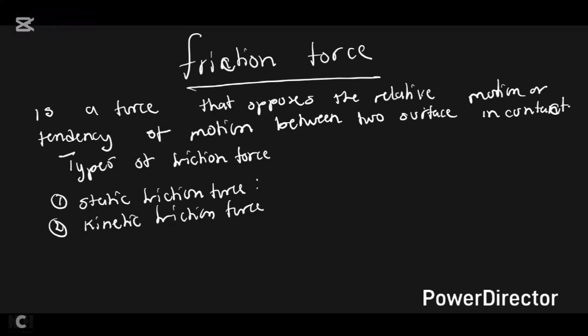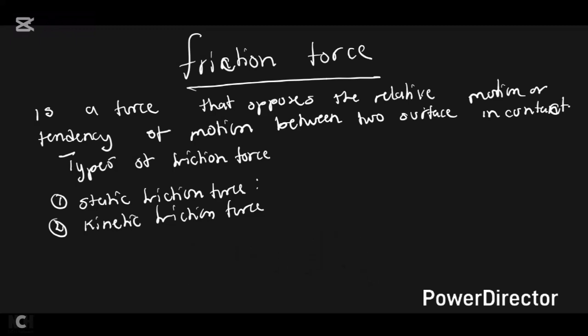How about the kinetic friction force? This is the type of force that opposes a moving object. If you have something that is moving in this direction, there will be a force opposing this object, going back like that. That's what we call kinetic friction force.